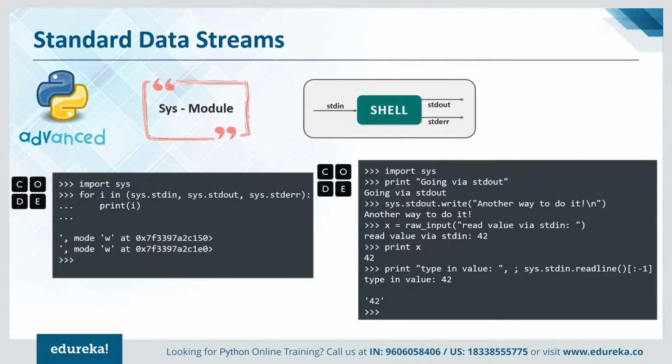This next example illustrates the use of standard data streams. So we have imported sys and we're printing going via stdout. Then we have stdout.write. It says another way to do it. Again, print it.